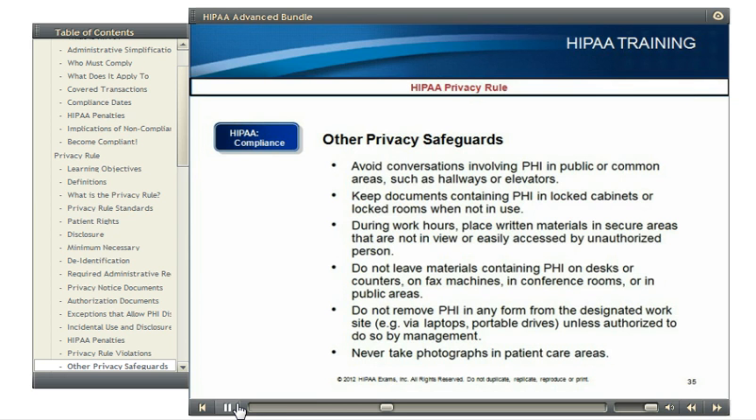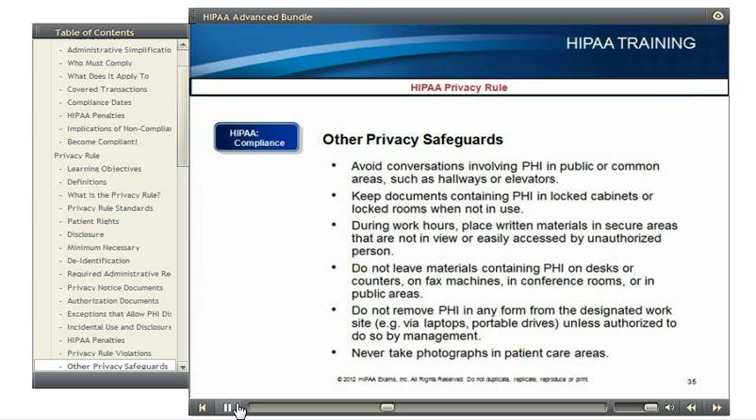Do not remove PHI in any form from the designated work site, e.g., via laptops, portable drives, unless authorized to do so by management. Never take photographs in patient care areas.